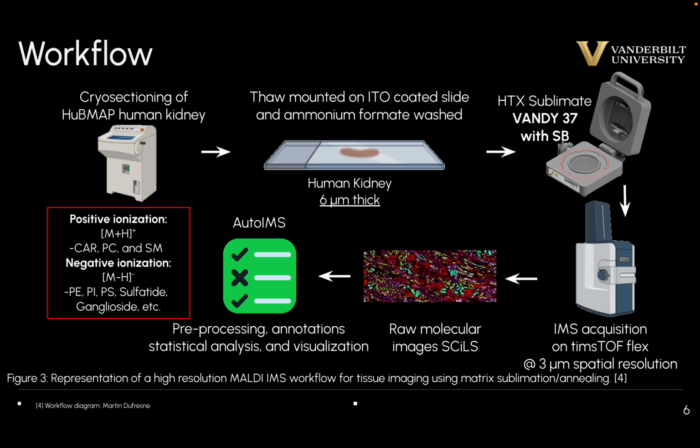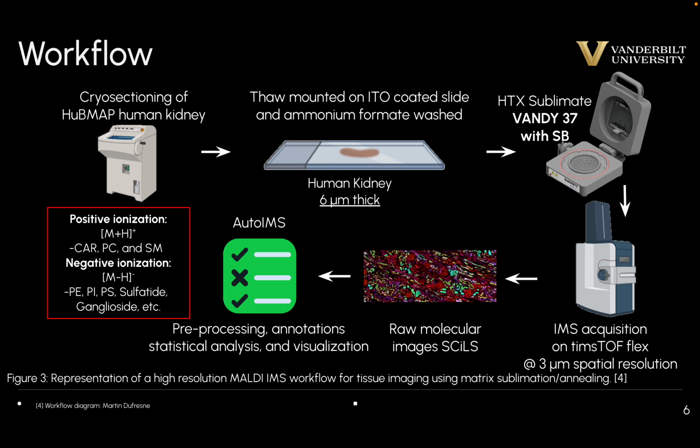The main change in our workflow was the way that we sublimated. Before, we sublimated either Vandy37 or DMACA. Here, we sublimated two matrices together. So we did a combination of Vandy37 with superbase at a 1/4 ratio and sublimated them simultaneously. Then to get our data, we used a timsTOF flex at a 3-micron spatial resolution setting.